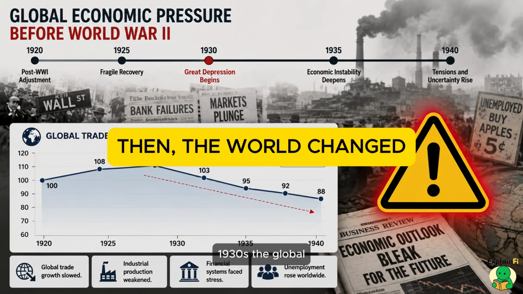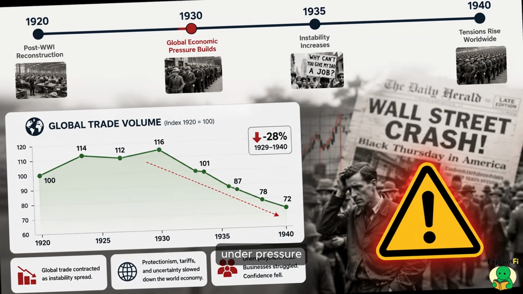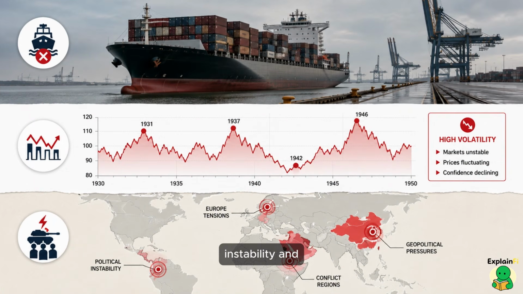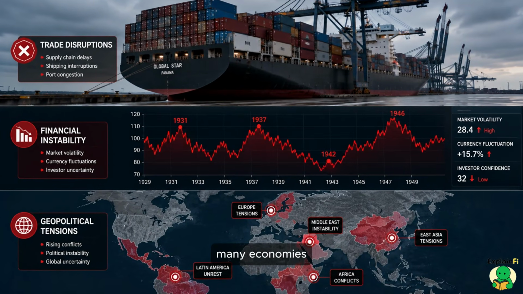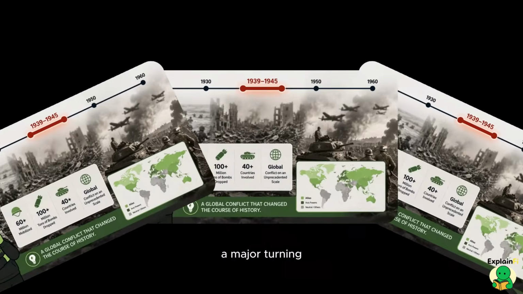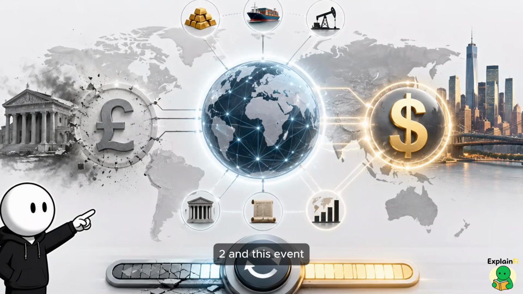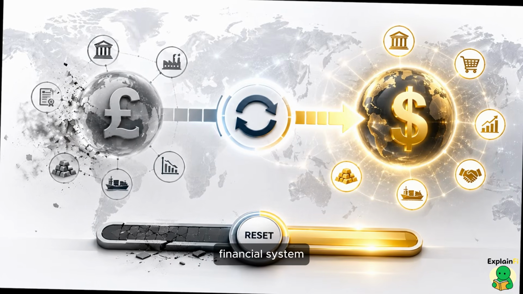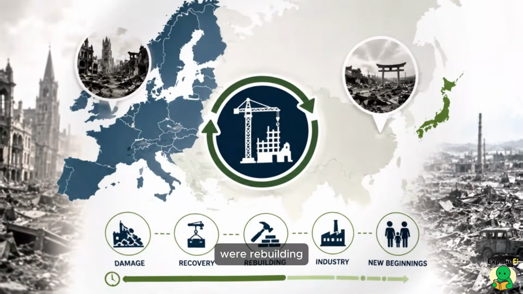By the late 1930s, the global economic system was already under pressure. Trade disruptions, financial instability, and geopolitical tensions were affecting many economies. Then came a major turning point after World War II. And this event didn't just reshape countries, it reshaped the global financial system. At the end of the war, many economies were rebuilding.